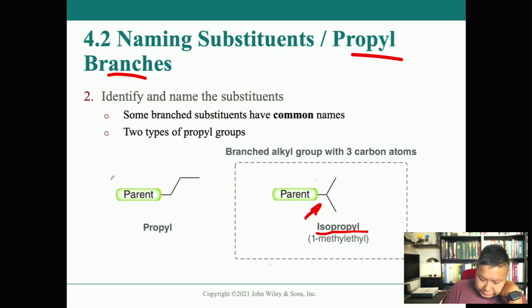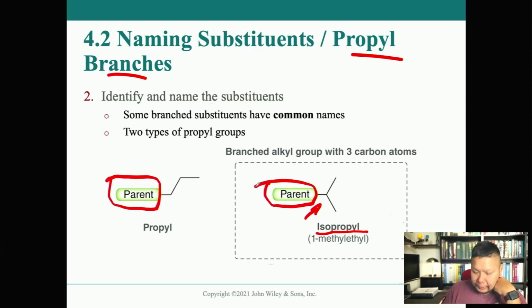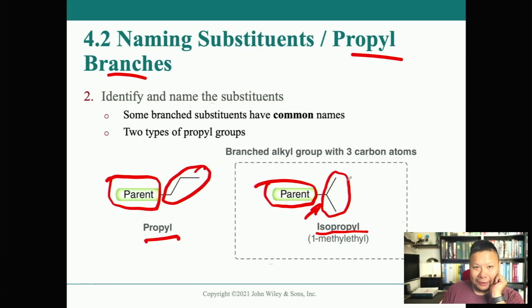So here's your parent carbon chain, and then your substituent here. When it has just 3 carbons in a straight chain, it's a propyl. But when it has 3 carbons that are branched like that, it's still 3 carbons, but it's the iso. The isopropyl.